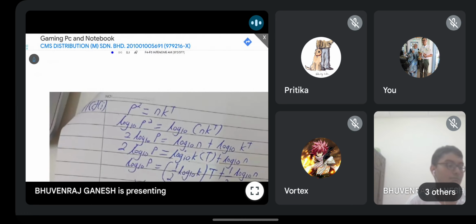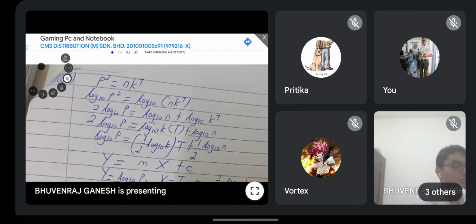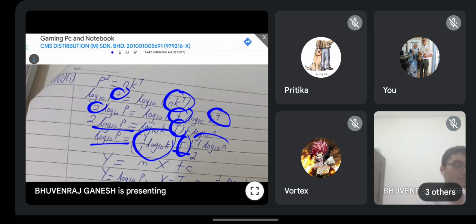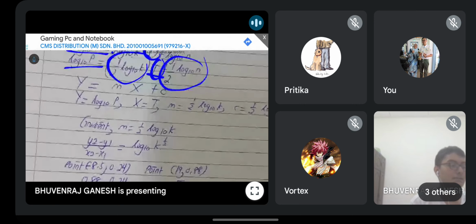Okay. So you'll get something like this. Okay. Power 2 you can bring down, and then times means plus, and then you can bring down the power also. So you see, you already fulfill the axis. Y-axis is log 10 t, and then x-axis you get t. This is your gradient. This is your y-intercept. Okay, so then from there you find your n and k.